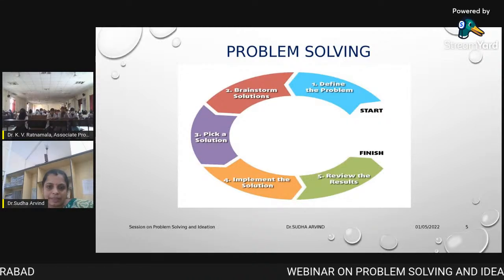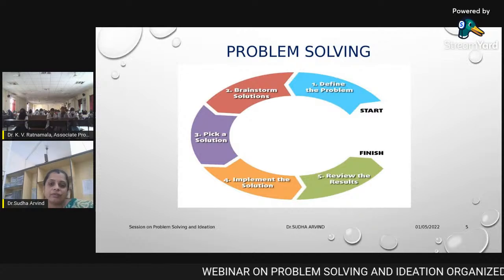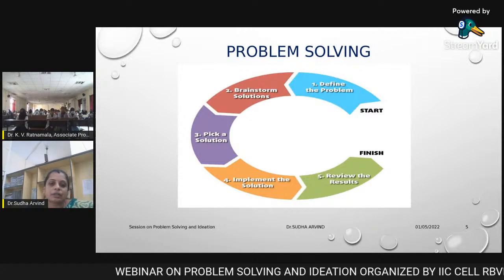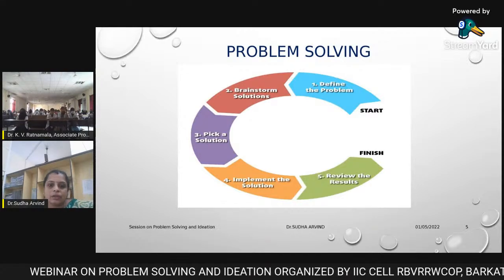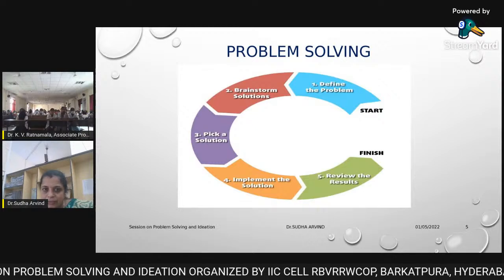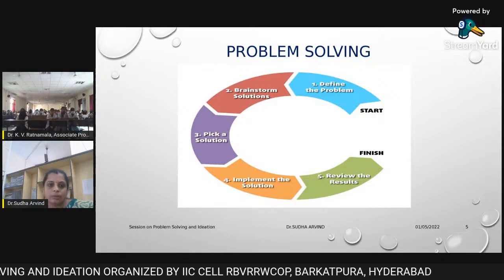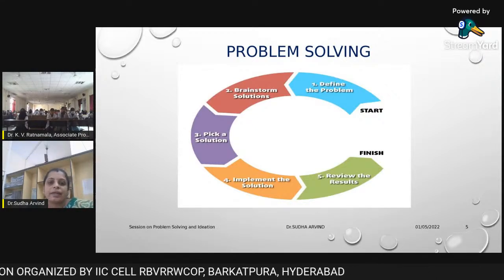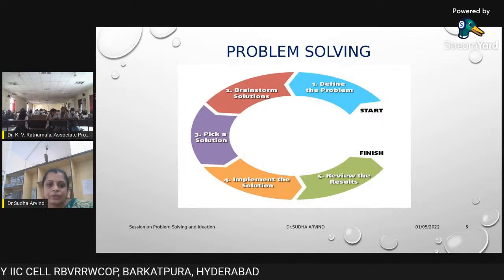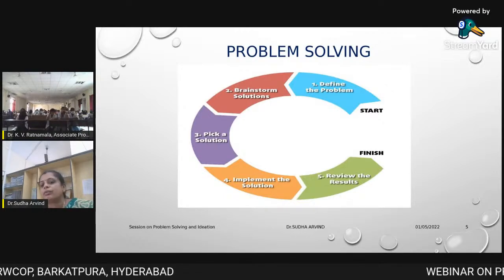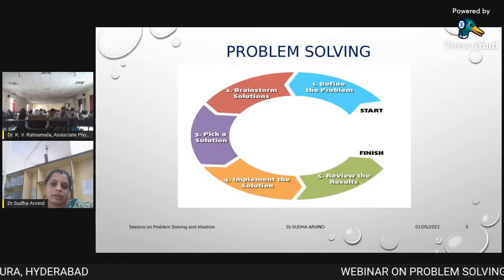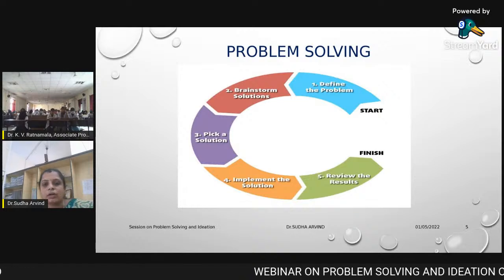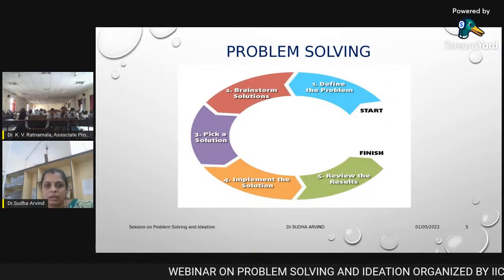So five steps, very like summarizing five steps, but actually there are nine steps involved in problem solving. So when you are going to identify the problem, you have to give the problem statement. You have to define the problem, right? Then you have to find out the solution, and in order to find out the solution, you have to think a lot. You have to do the brainstorming, right?